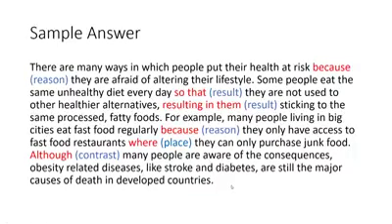For example, many people living in big cities eat fast food regularly because they only have access to fast food restaurants where they can only purchase junk food. Although many people are aware of the consequences, obesity-related diseases like stroke and diabetes are still the major causes of death in developed countries. Now, again, you could look at this and say, well, there's no really long sentences.